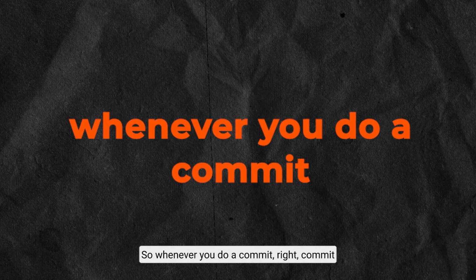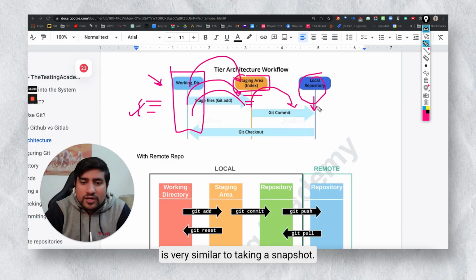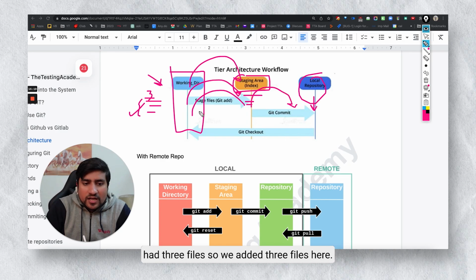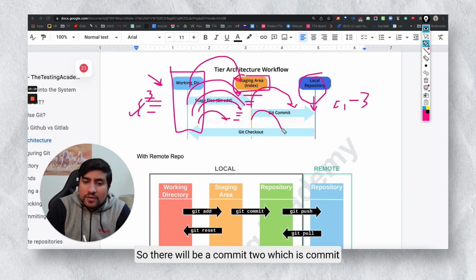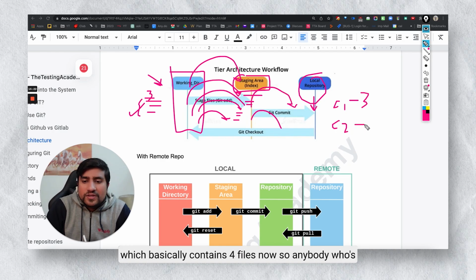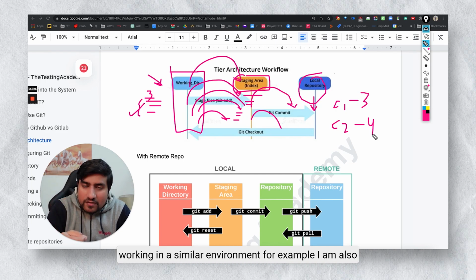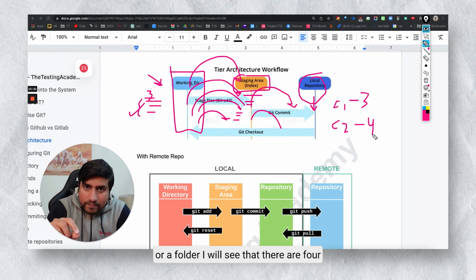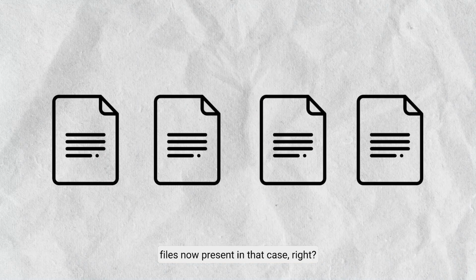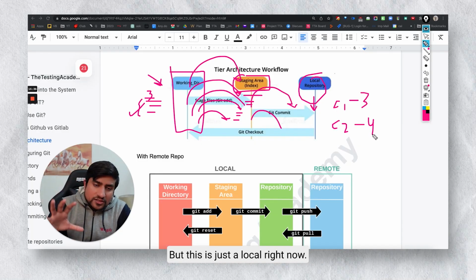So whenever you do a commit, commit is very similar to taking a snapshot. So for example, suppose when we started, we had three files. So we added three files here. Now we have committed. So commit one will contain the three files. After that, I added a fourth file. So there will be a commit 2, which basically contains 4 files now. So anybody who's working in a similar environment, for example, I am also working in a similar environment or a repo or a folder, I will see that there are 4 files now present in that case. But this is just local right now.